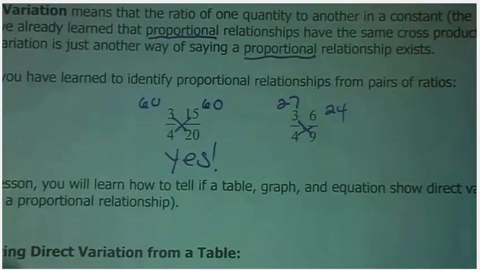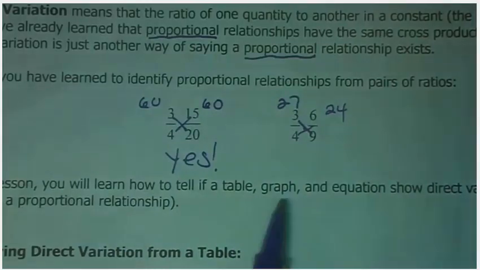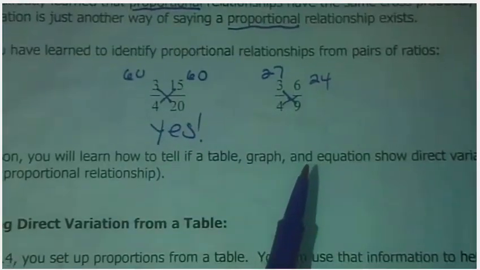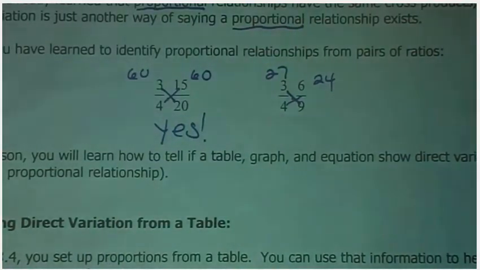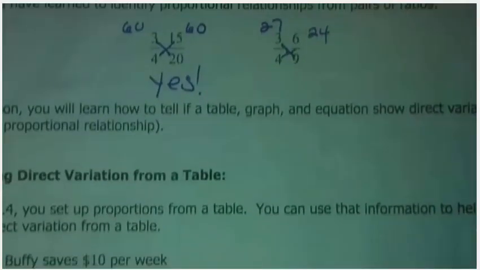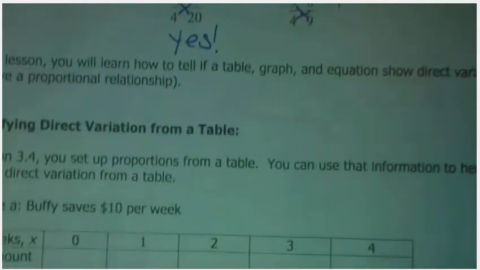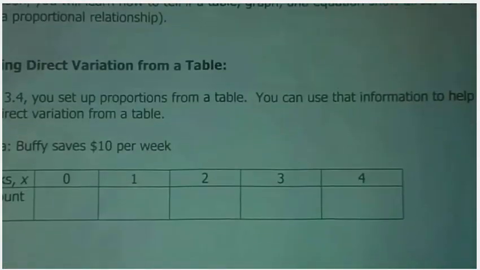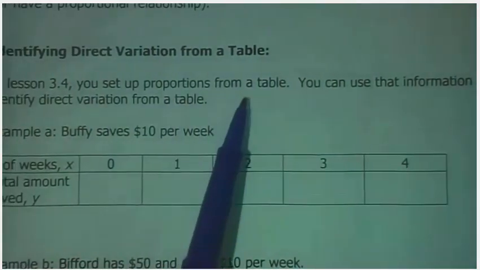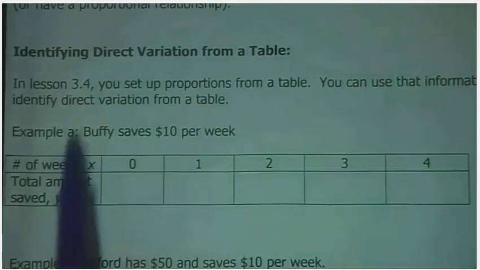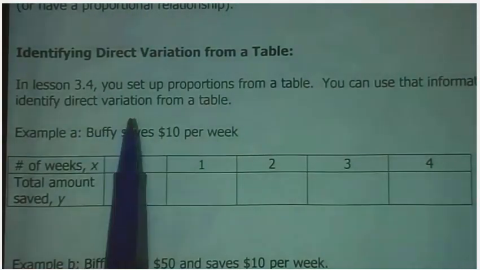Okay, just a refresher. You guys did awesome with that stuff, so we're pretty certain that you're going to do awesome with this. In this lesson, you'll learn how to tell if a table, graph, and equation show direct variation or have a proportional relationship. So let's look at this first example, identifying direct variation from a table. So you might remember that in lesson 3.4, we set up proportions from a table. You can use that information to help you identify direct variation from a table.